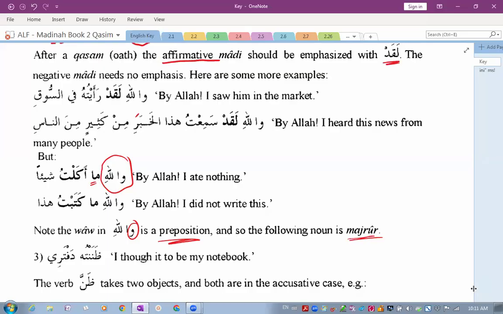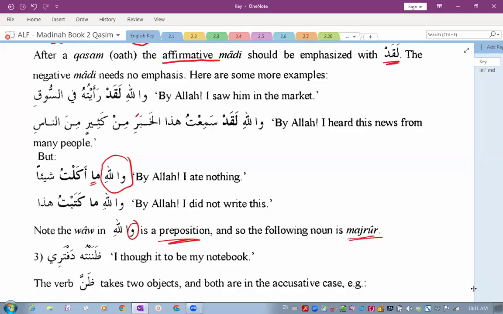So that's why I have a question here, brother. Assalamu alaikum. Laqad, is it a particle then? How are we treating the letter laqad? Yeah, it is a particle, yes. It is a particle of emphasis, yes.